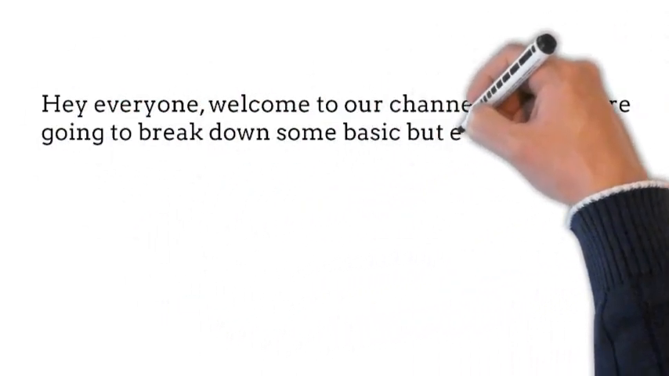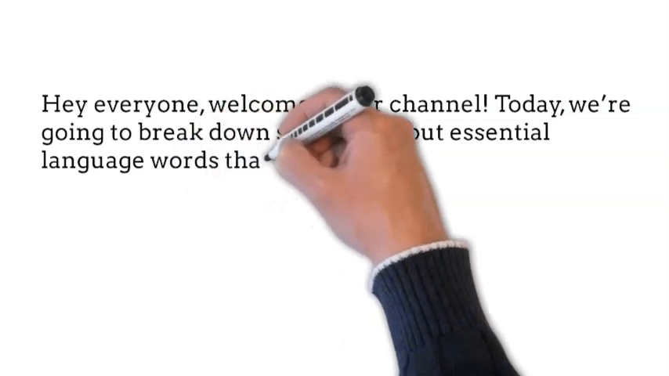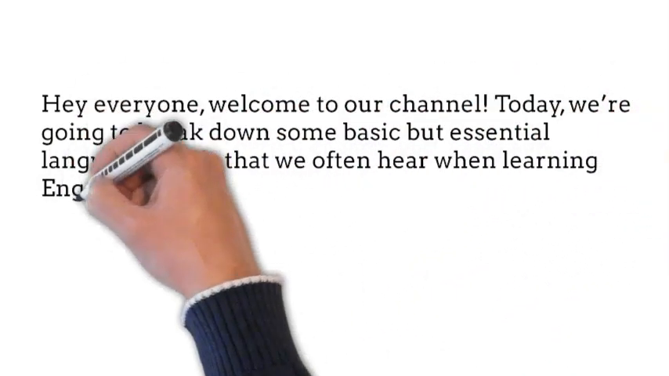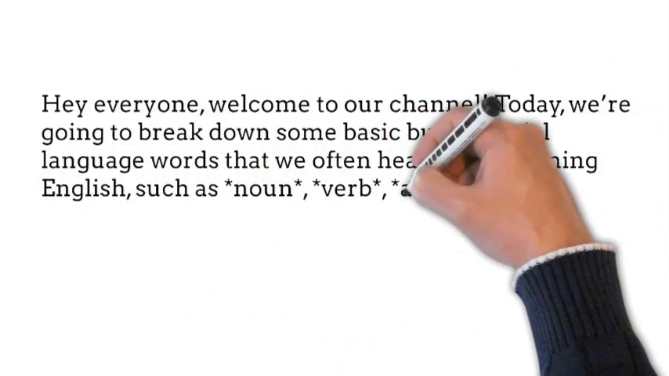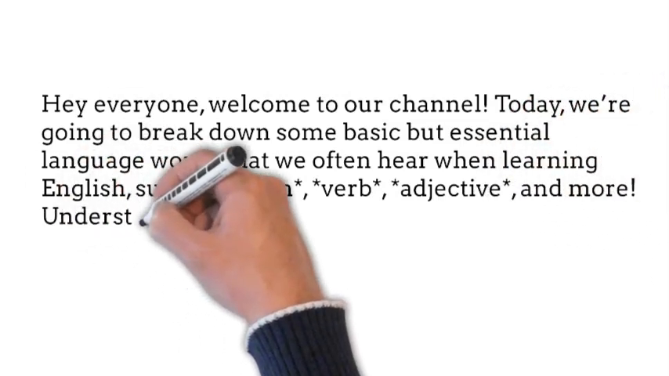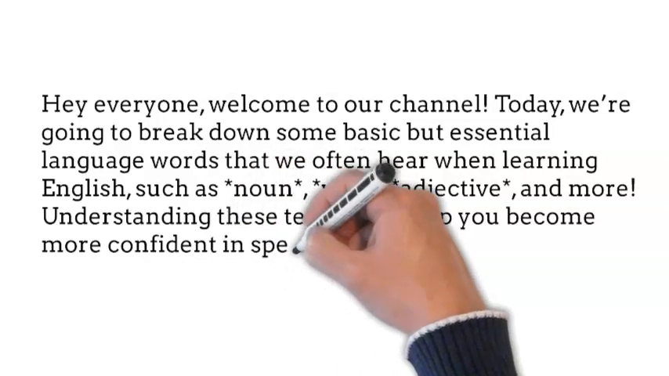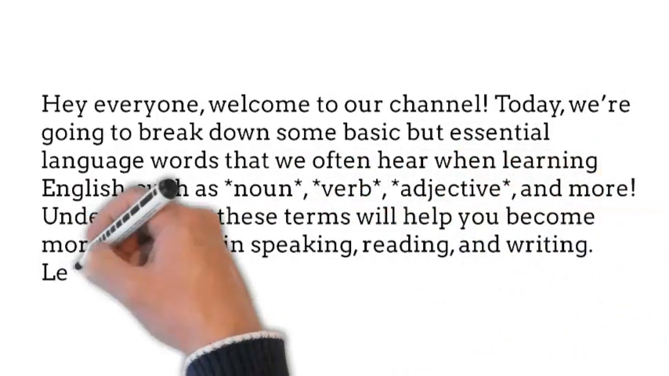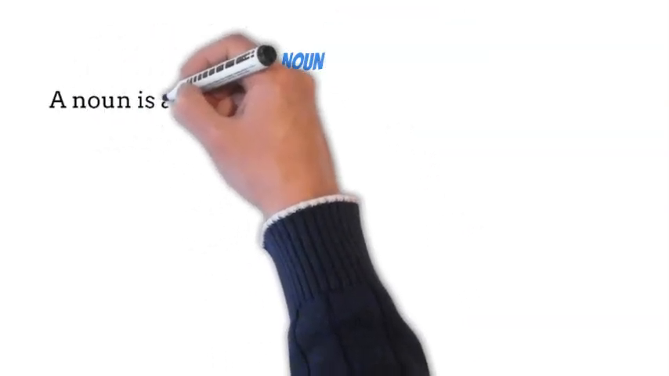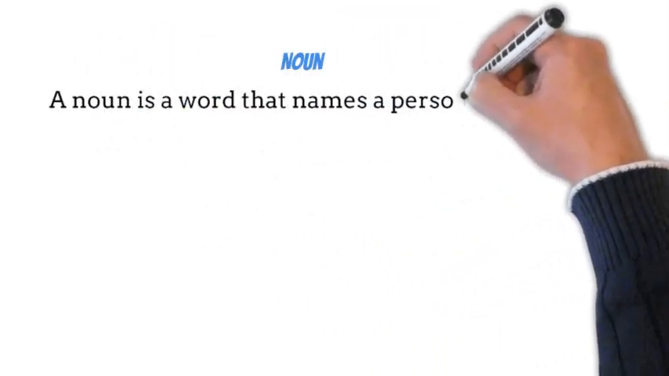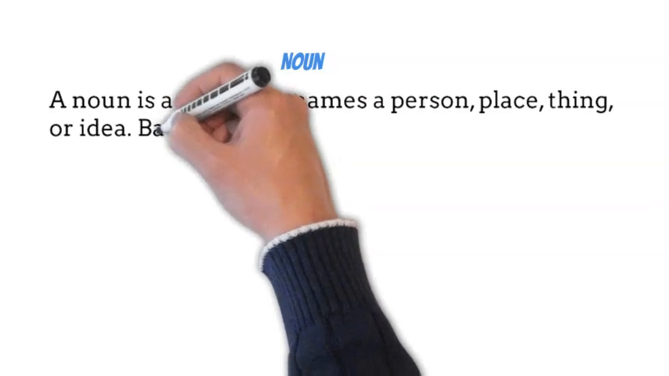Today, we're going to break down some basic but essential language words that we often hear when learning English, such as noun, verb, adjective, and more. Understanding these terms will help you become more confident in speaking, reading, and writing. Let's get started. Noun. A noun is a word that names a person, place, thing, or idea.